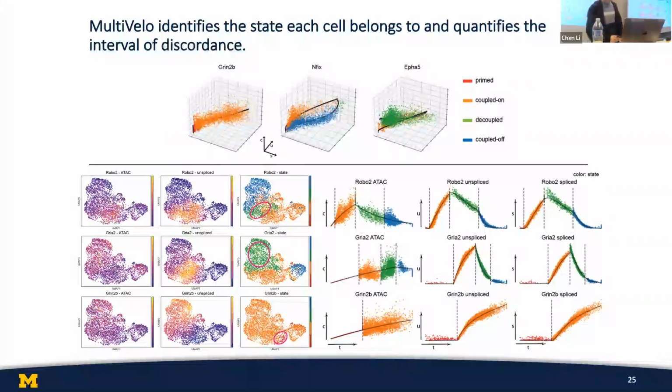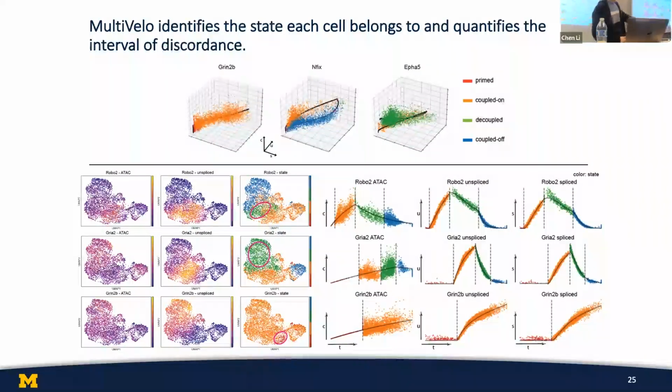You may wonder why the unspliced and spliced are not increasing. It's because the ATAC is actually an upstream process of the unspliced. It can already determine if the major effect is increasing or decreasing for the RNA counts.